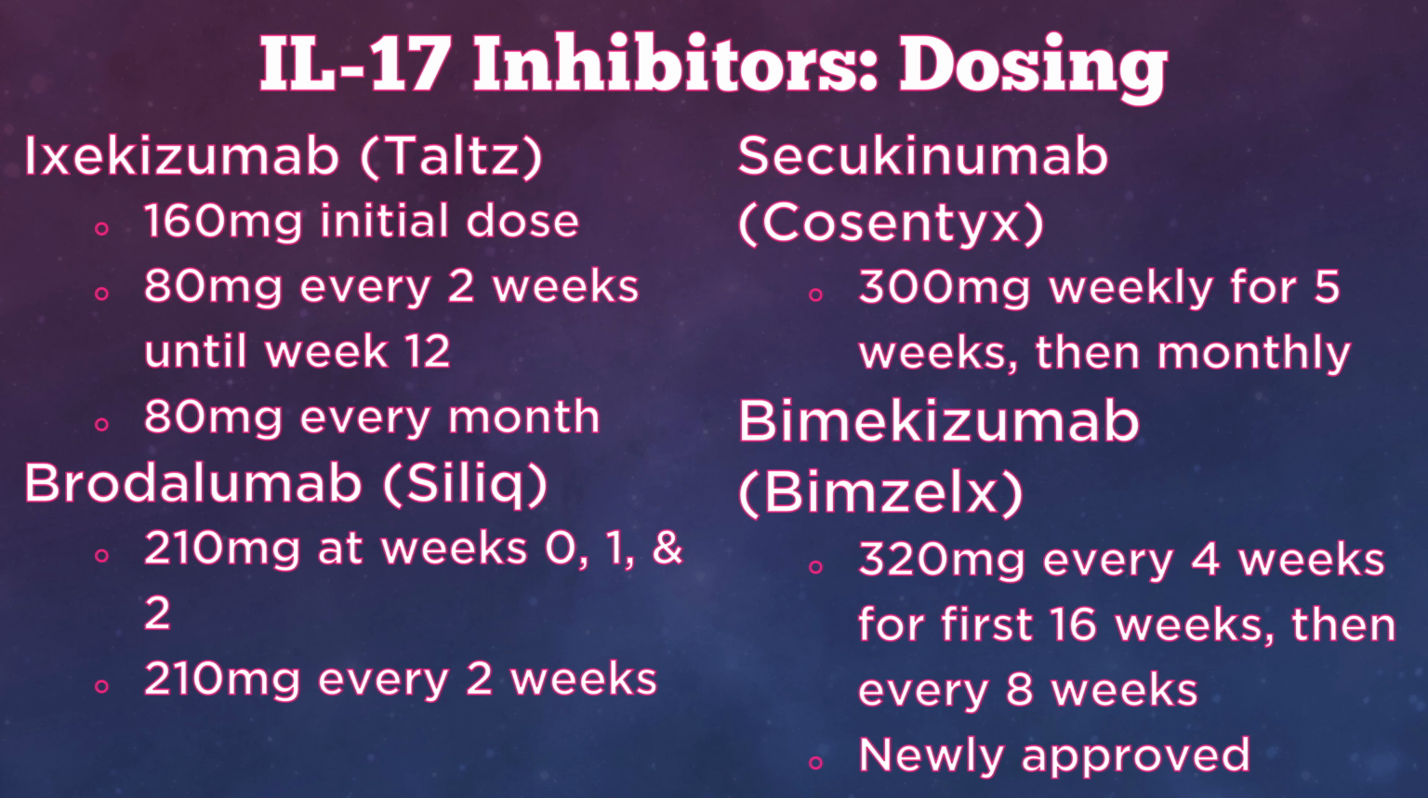Something that makes the IL-17 inhibitors stand out is that they work very quickly. As far as dosing, all are given subcutaneously. Ixekizumab, aka Taltz, is given in a larger 160 mg initial dose, then 80 mg every 2 weeks until week 12, and then monthly afterwards. Secukinumab, aka Cosentyx, is given at a dose of 300 mg weekly for 5 weeks, and then 300 mg monthly after that. And last, brodalumab, aka Siliq, is given at 210 mg on weeks 0, 1, and 2, and then every 2 weeks after that.